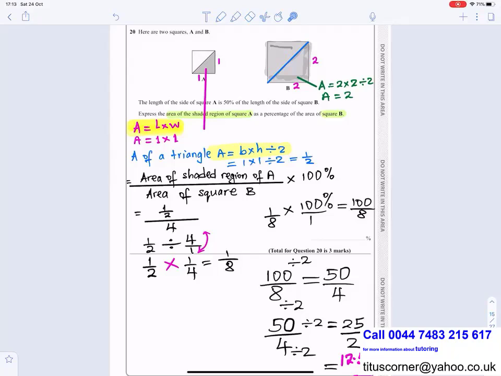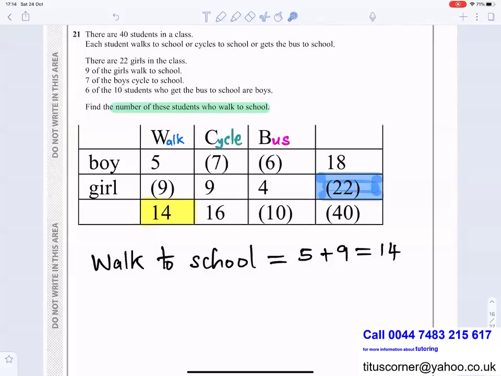So to express as a percentage, you do the area of shaded region A divided by the area of the square B. And then you multiply by 100% to change the answer to a percentage.